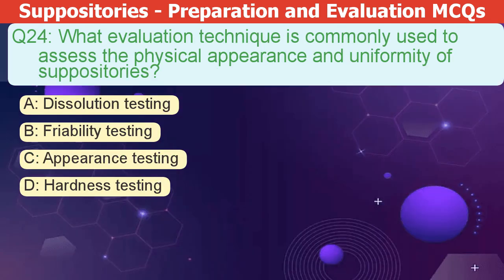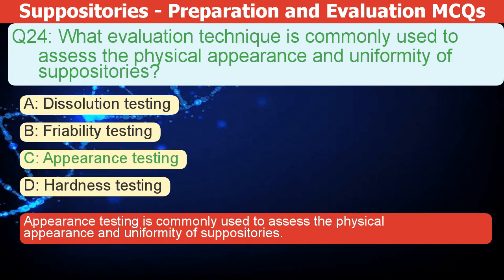What evaluation technique is commonly used to assess the physical appearance and uniformity of suppositories? A. Dissolution testing. B. Friability testing. C. Appearance testing. D. Hardness testing. The correct answer is C. Appearance testing is commonly used to assess the physical appearance and uniformity of suppositories.